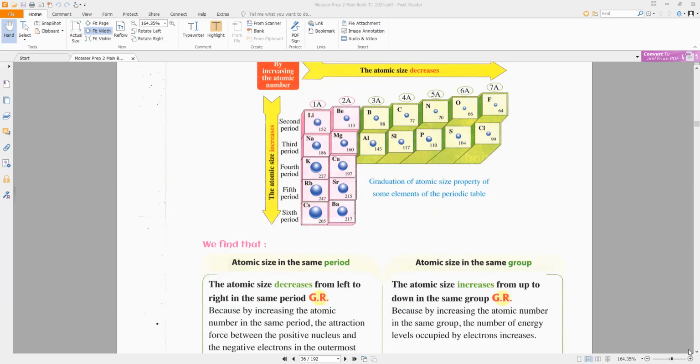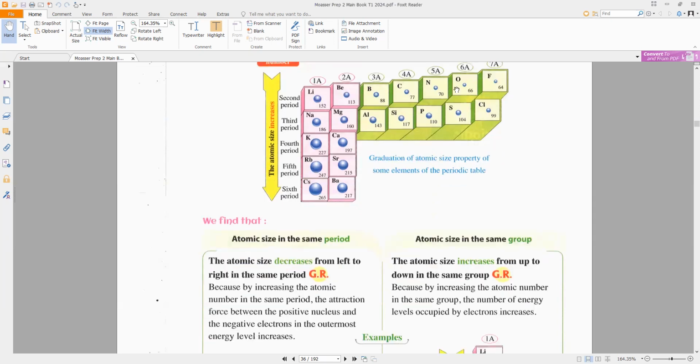Why does this happen? In the same period, atomic size decreases. We studied in the last lesson that we know the number of the period from the number of energy levels.